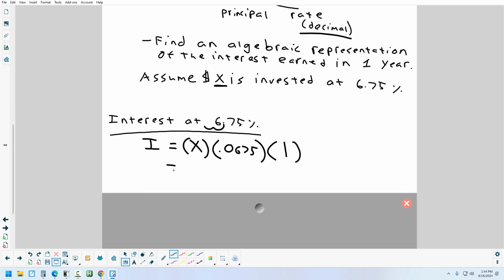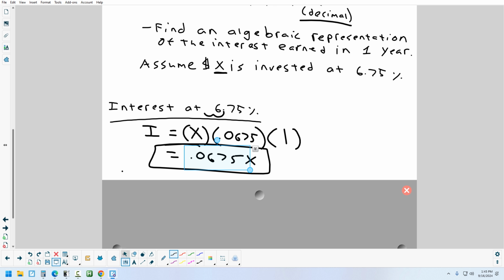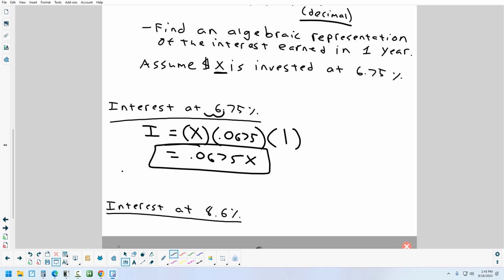Okay, let's multiply that together and write it how we normally would. Usually we put the number in front of the letter. And that represents the amount of interest that Bill is going to make in this account, 0.0675x. Now, is that the only account that he has, or does he also have another one? Yeah, he has another one. So we're going to figure out the interest in that account.